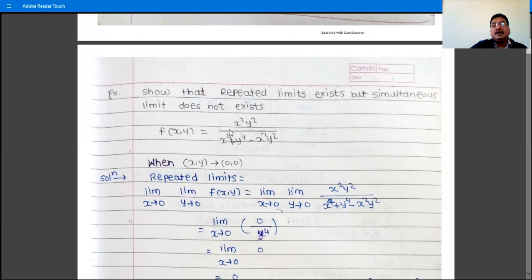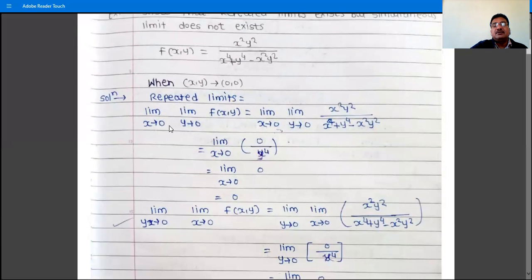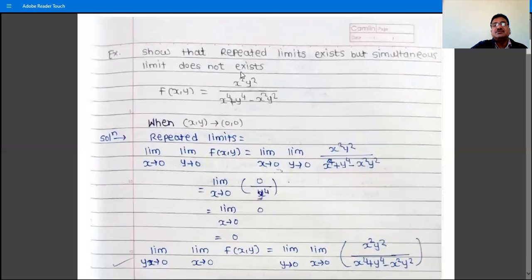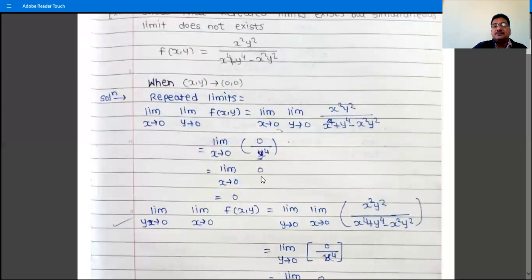So here, find the repeated limits. There are two types of repeated limits. The first type is the limit as x tends to 0 of the limit as y tends to 0 of f(x,y). f(x,y) is this. First find the limit as y tends to 0 of this, that is, substitute y equals 0. We get 0 by x raised to 4, which means 0. The limit of the numerator quantity is 0, and the limit of the denominator as y tends to 0 is x raised to 4. So 0 by x raised to 4 is 0. And then the limit as x tends to 0 of 0 is 0.